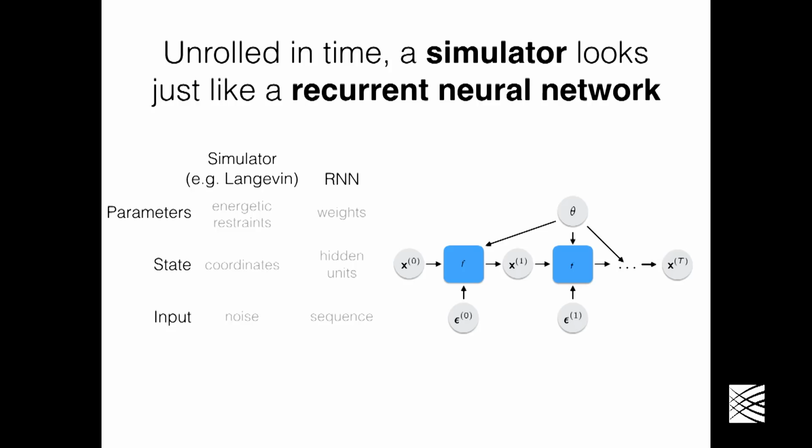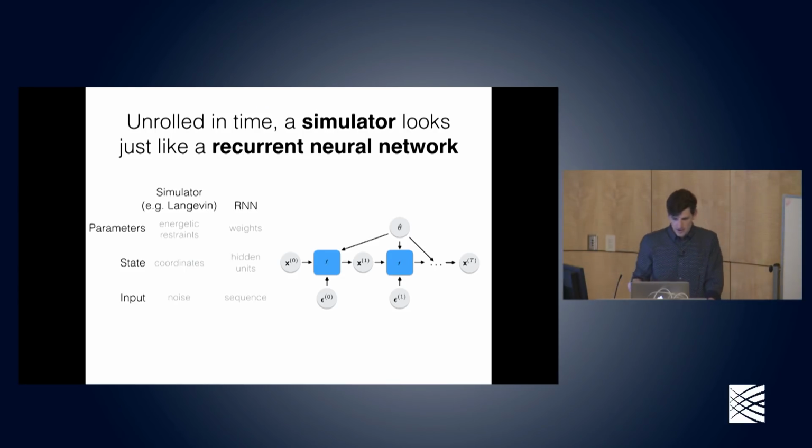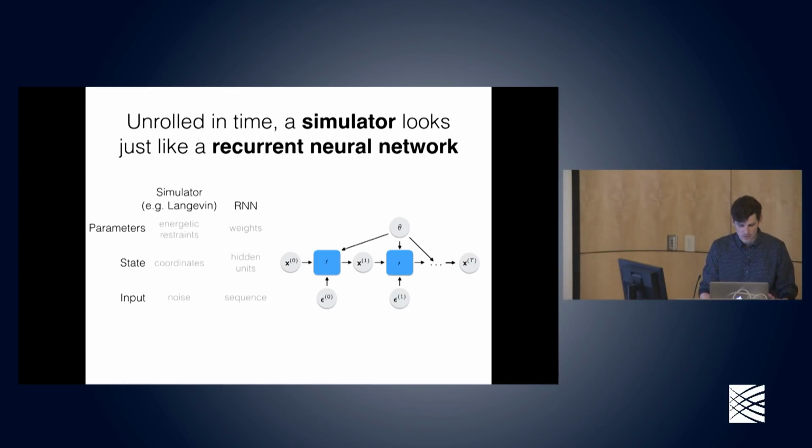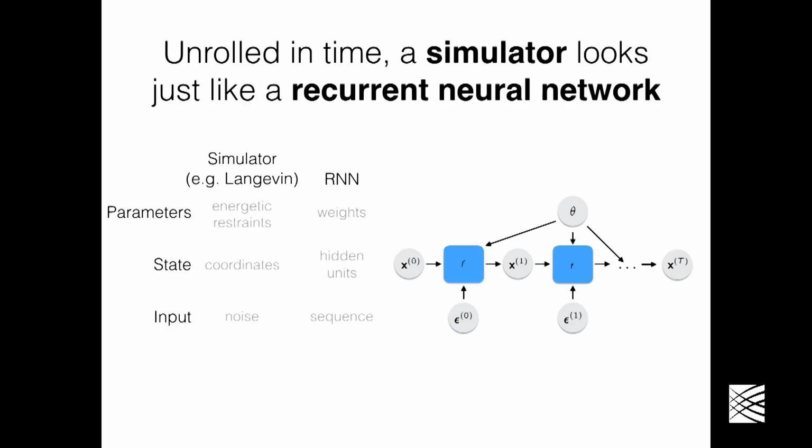In both cases, we have parameters that govern the time stepping. In an RNN, those would be the weights of the RNN cell. In a simulator, these would be the energetic restraints that govern how the physics determines how you update the structure at each time step. The state in our simulator is the coordinates, the state in an RNN is the hidden unit activations, and then you might also have inputs that occur throughout time. The reason I'm drawing this analogy in the first place is that if you think about it this way, it becomes not so unbelievable that you could train a simulator much the same way that we train neural networks.